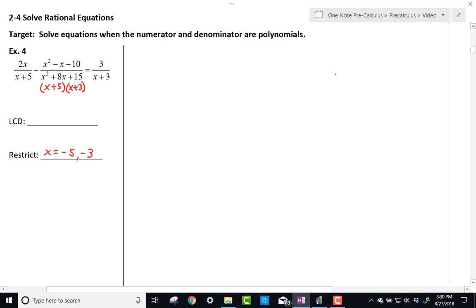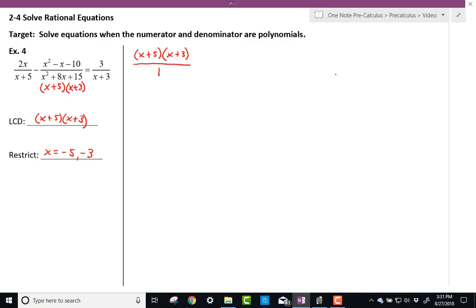My LCD, you'll notice that the left fraction has x plus 5, the right fraction has x plus 3, and the middle fraction has both. The middle fraction's got the entire common denominator. It's going to be x plus 5 times x plus 3. All right, so here we go. X plus 5 times x plus 3 all over 1.